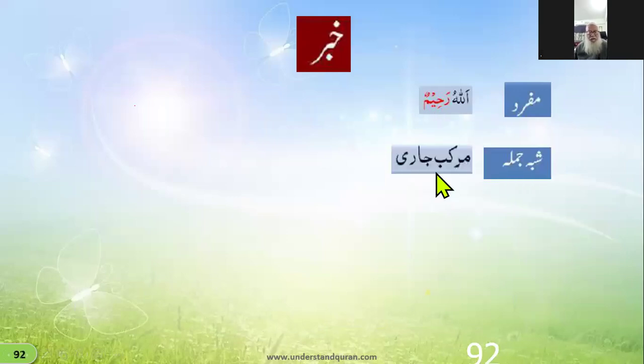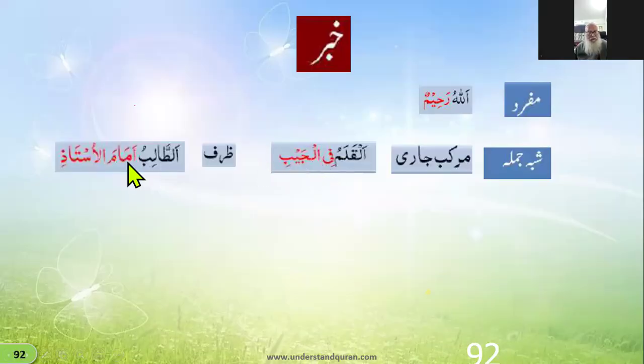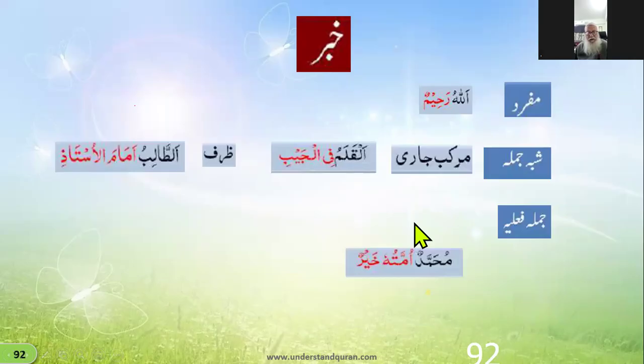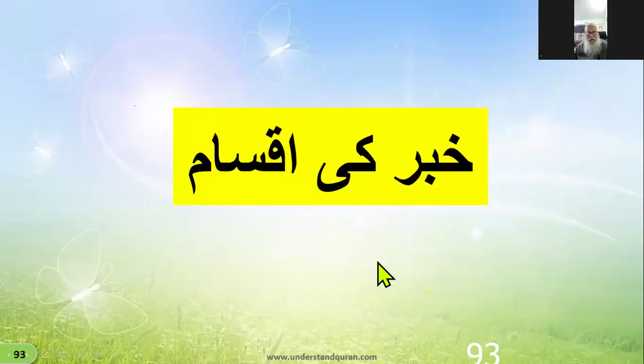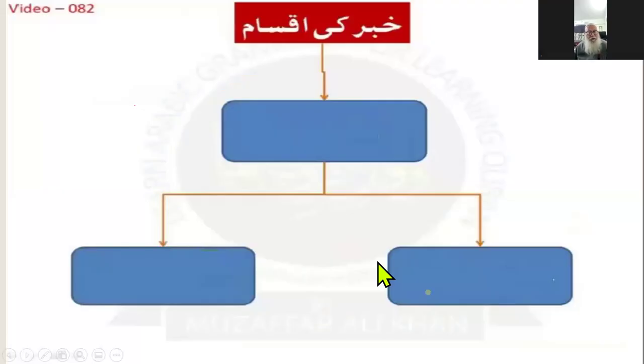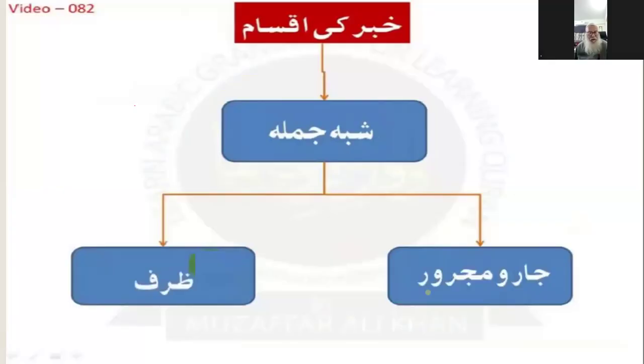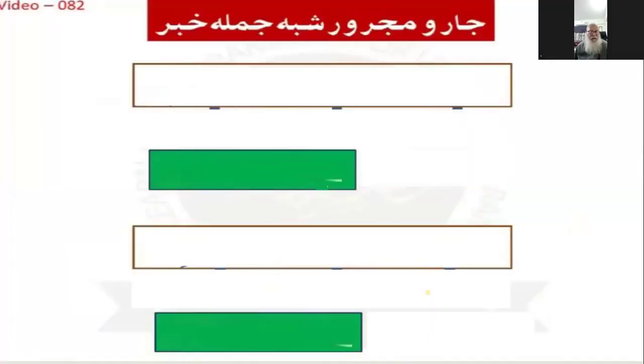So khabar may be a mufrad, just like Rahim, Rahimun. It may be shibe jumla khabar, murakkab jari, just like fil JB. Maybe zarf, just like amamul ustazi. Jumla fi'liya, it may come khabar, ummatun khairun. Or jumla ismiya, jumla fi'liya, zahaba ilal bayti. Jumla ismiya, ummatun khairun. So khabar have different types. One is called shibe jumla khabar. When it is jar majrur and zarf, then we call shibe jumla khabar.